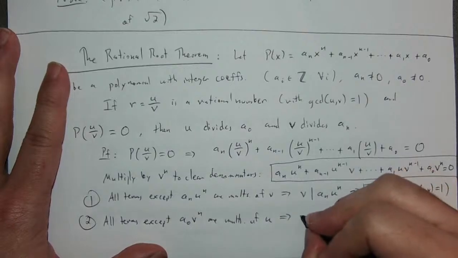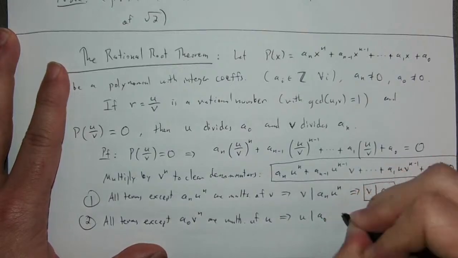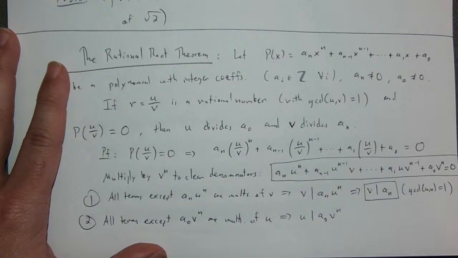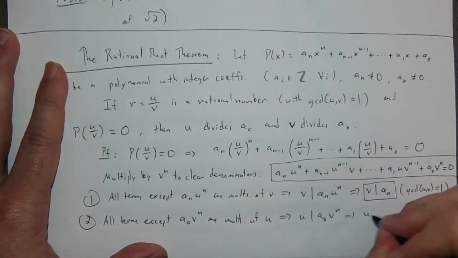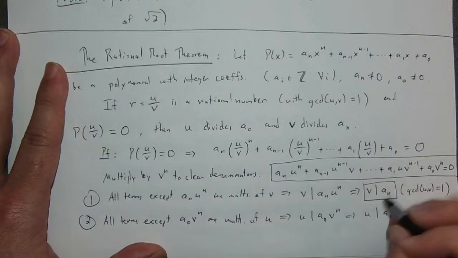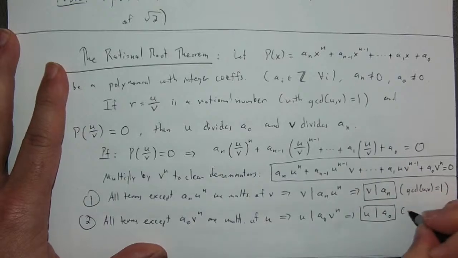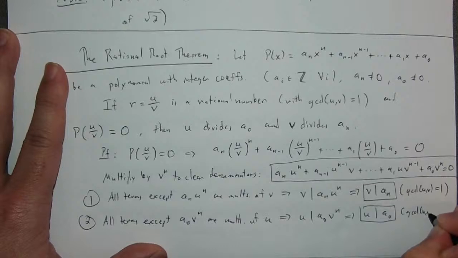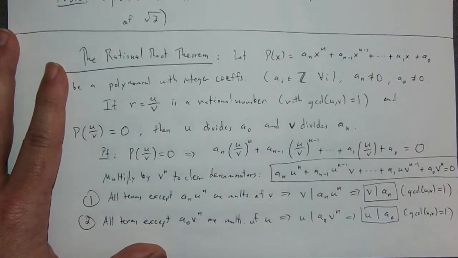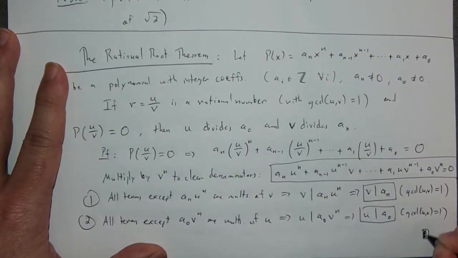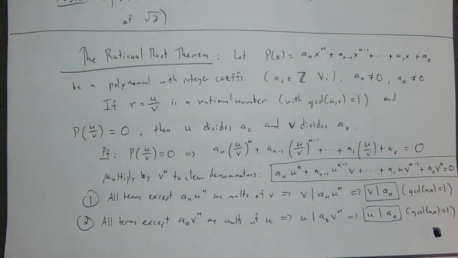So this implies that u divides a naught v to the n. But if u divides this product a naught v to the n, then u divides a naught for the same reason, since the GCD of u and v is 1. And that's it. That's exactly what I wanted. So the rational root theorem has a very quick proof. All right, there it is.